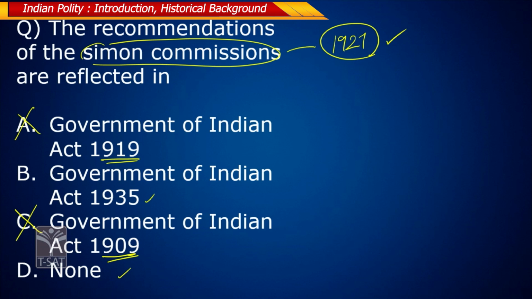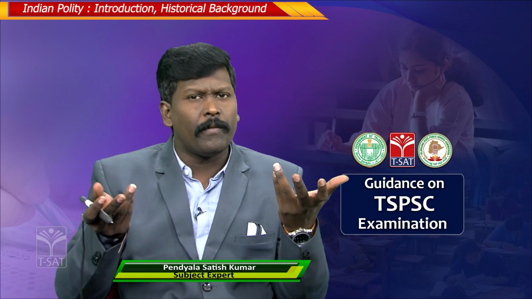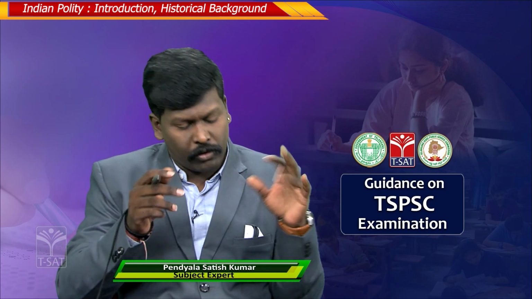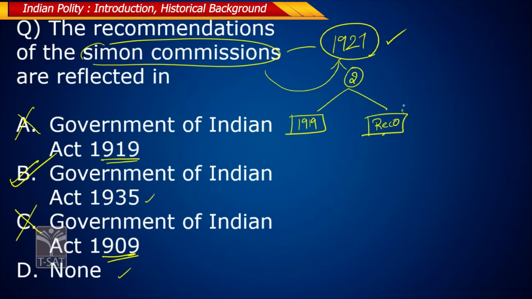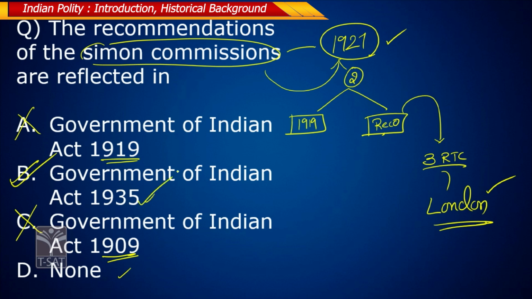Is there any important act after 1935? There is no important administrative act after 1935. So the answer is B. The Simon Commission was established in 1927 for two reasons. One, to study the 1919 Government of India Act and provide recommendations for the next act. On the recommendations given by the Simon Commission, three Round Table Conferences took place in London. So the answer is the Government of India Act 1935.